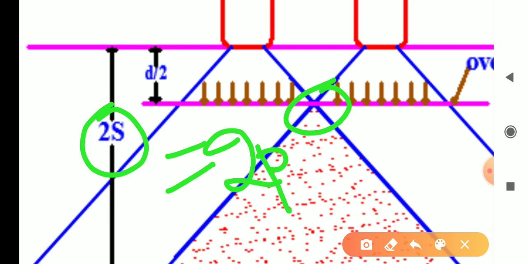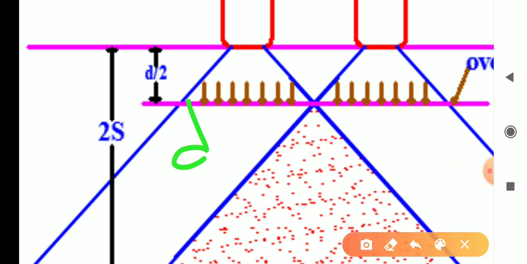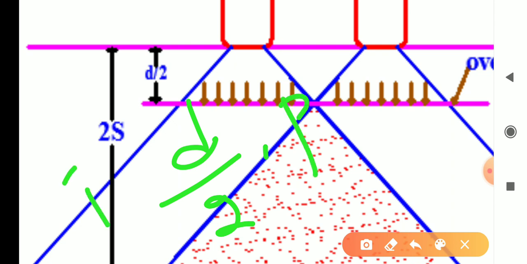That means at the point of d by 2, that is single P. So this is the first condition: at the point of d by 2 it is single P. That means whatever wheel load is acting individually, the stresses will be developed individually. For the single wheel load of each wheel, the stresses will be developed individually up to the point of d by 2.